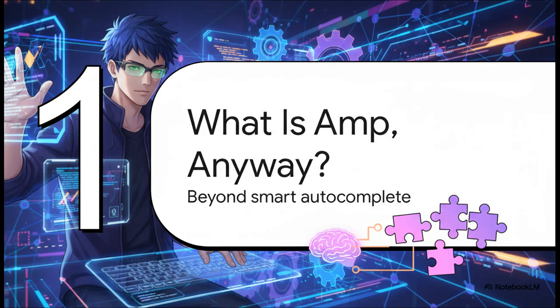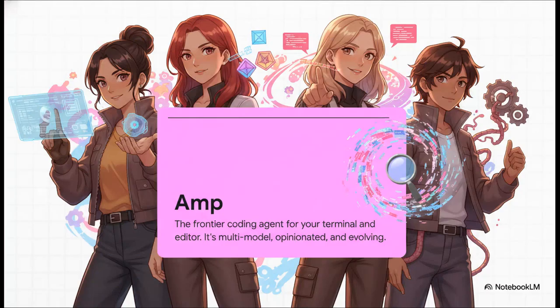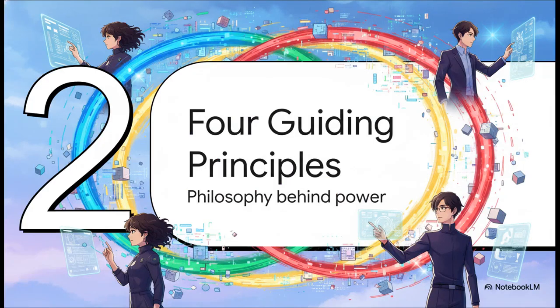All right, first things first, what is AMP? The whole idea here is to make a leap, to move way beyond just being a clever autocomplete. So at its heart, AMP is what they call a frontier coding agent. Now, those two words, frontier agent, are super important. It means AMP isn't trying to play it safe or be compatible with old tech. It's opinionated, meaning it's built to always grab the latest and greatest AI models, even if a model was just released yesterday. It's all about living on the cutting edge. So let's see how they actually pull this off.